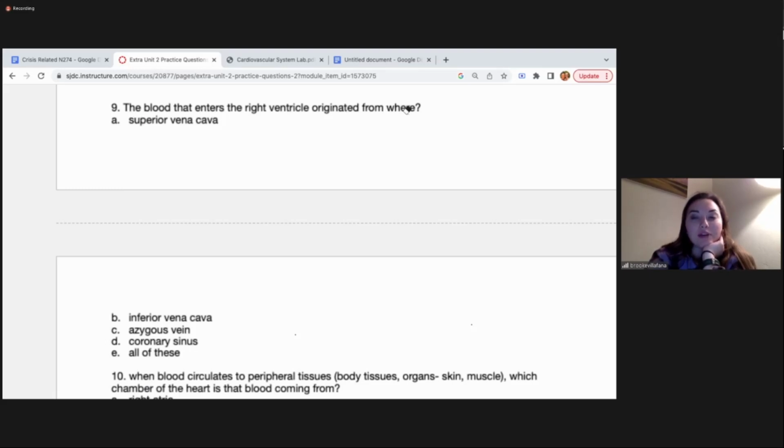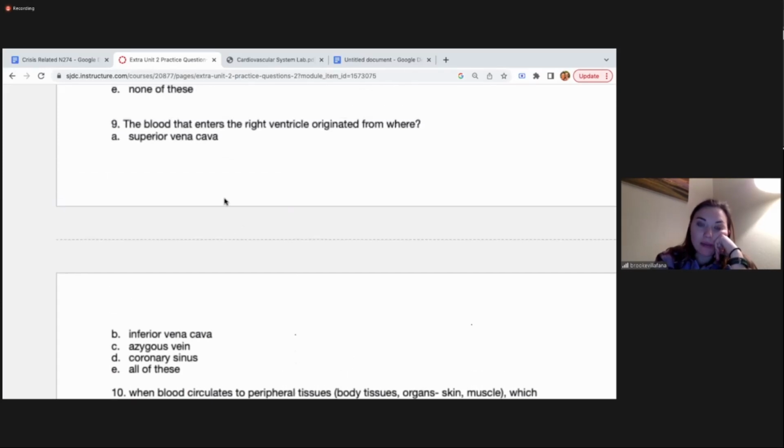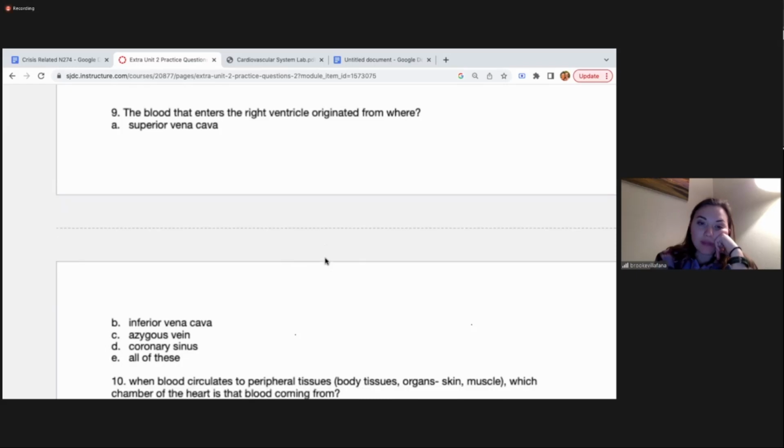The blood that enters the right ventricle originated from where? Good. So all of these, right? The superior vena cava, azygous vein, coronary sinus, and inferior vena cava. All of those dump blood into the right atrium, which will then flow into the right ventricle.